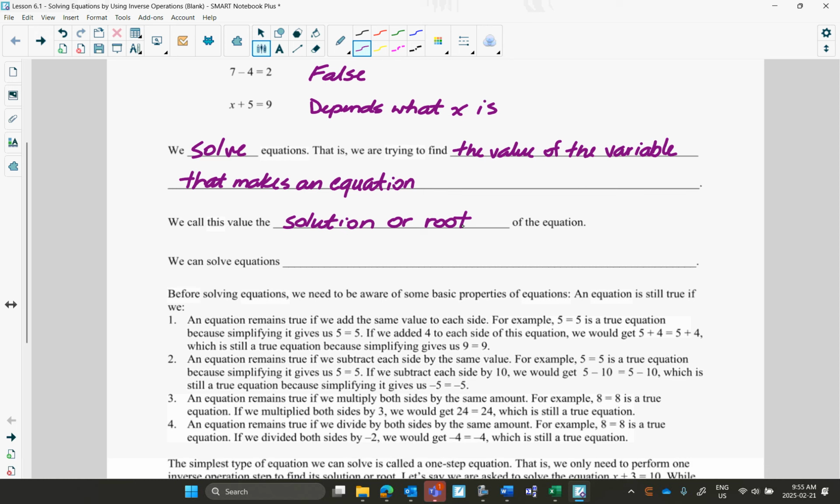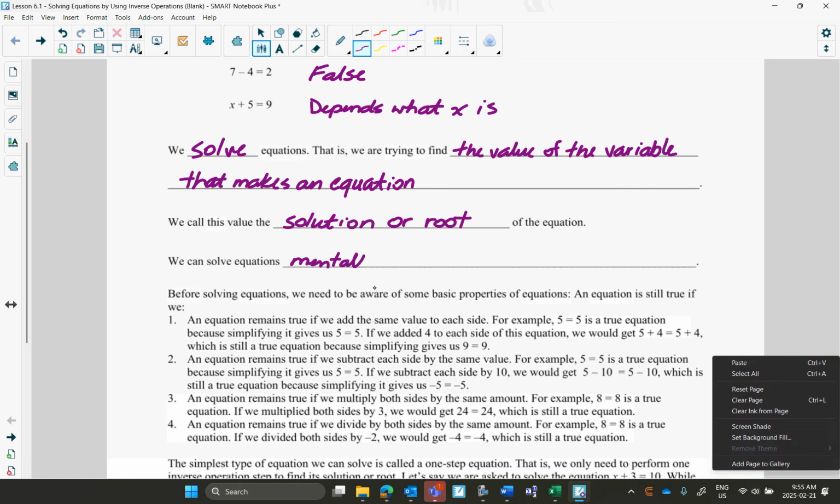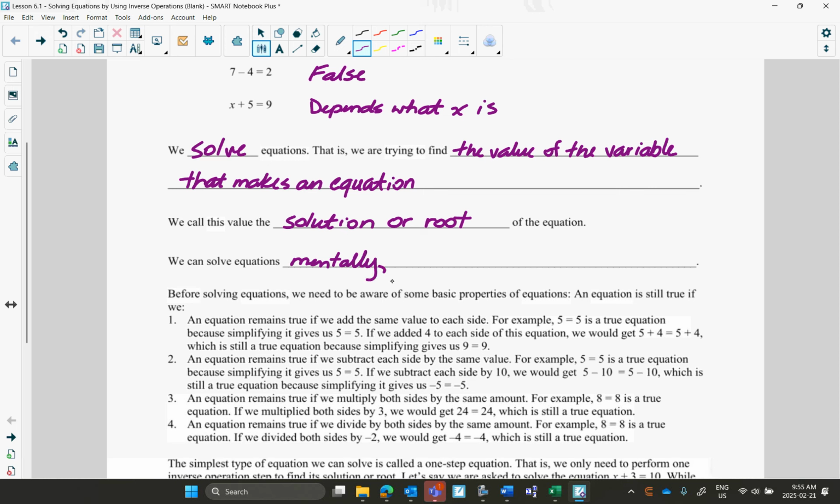And how can we solve equations? Well, we could do it mentally if it's easy enough. Like the first one, x plus 5 equals 9. I think all of you would be able to say, yeah, well, x is 4, because 4 plus 5 is 9. Like if I give you this one, you'd probably be able to tell me mentally what x is. 2, because 5 times 2 is 10, right? Yeah. So some of them are pretty straightforward.